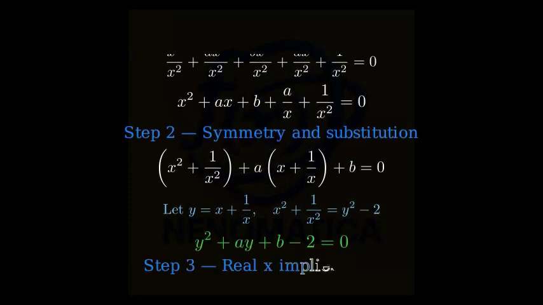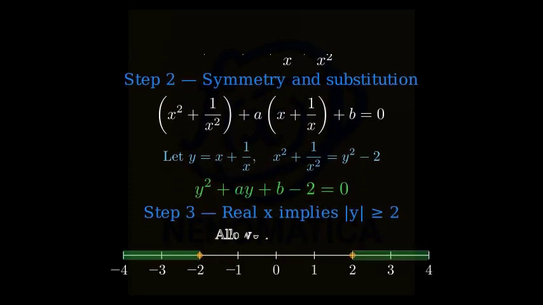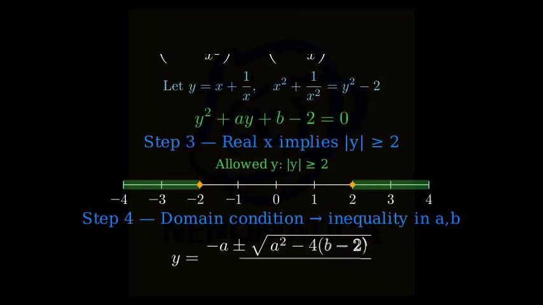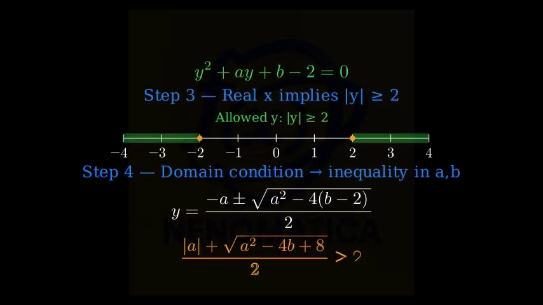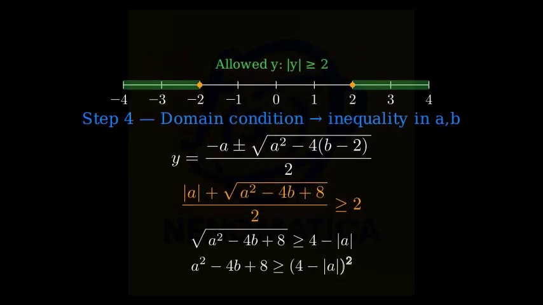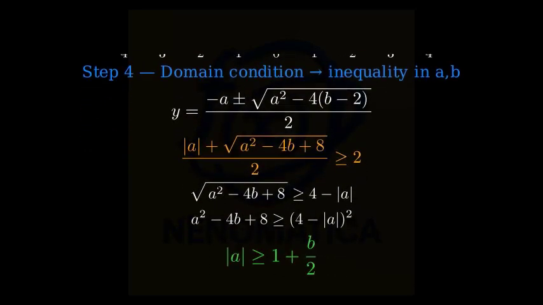Step 3. For x to be real, the expression y equals x plus 1 over x must satisfy absolute value of y is at least 2. We visualize the allowed y region as everything less than or equal to negative 2 or greater than or equal to positive 2. Step 4. Solve the quadratic in y and impose the domain. The roots are y equals negative a plus or minus the square root of a squared minus 4 times b minus 2, all over 2.